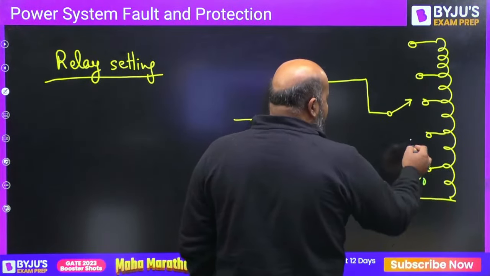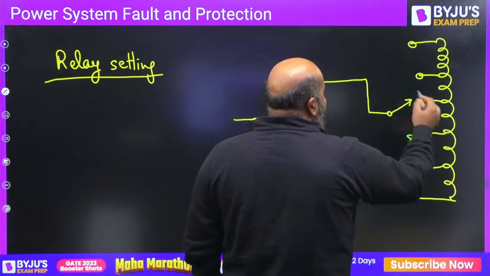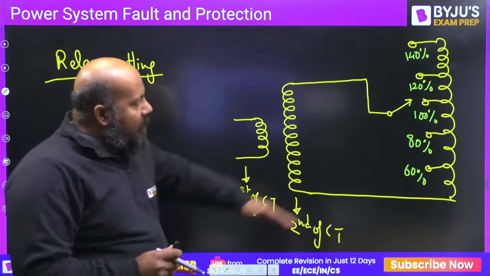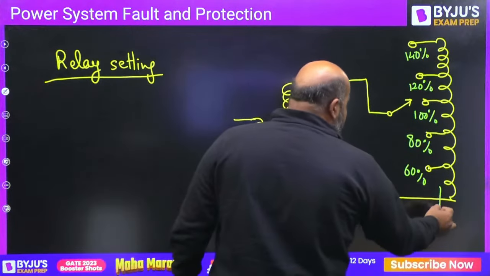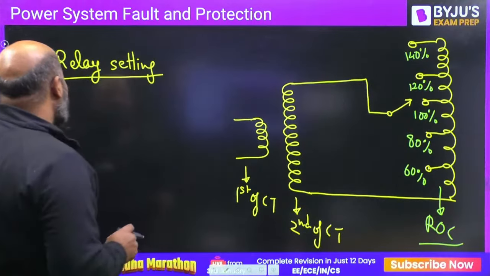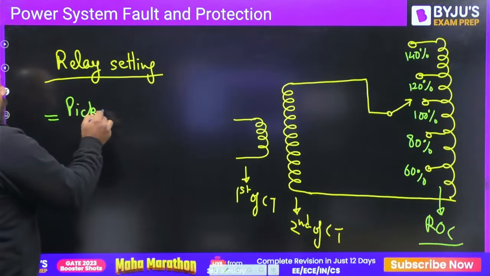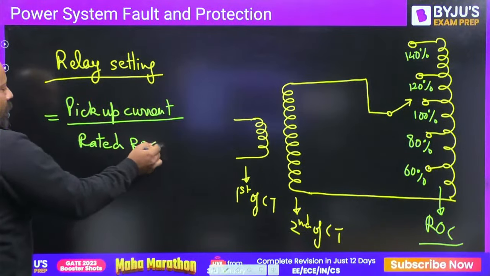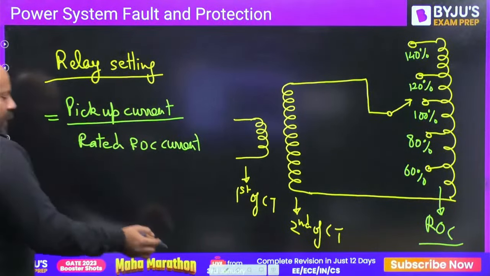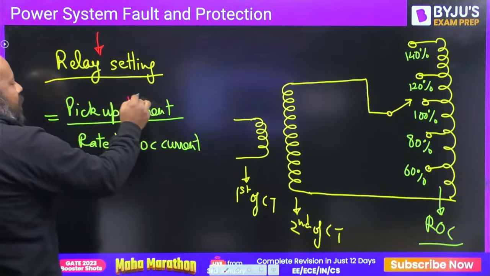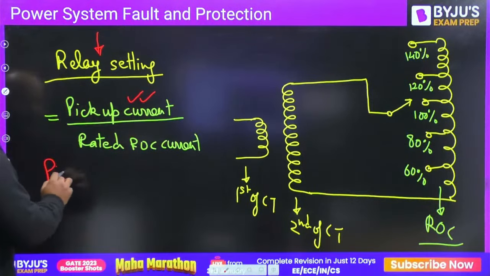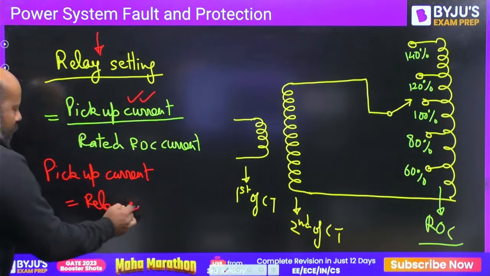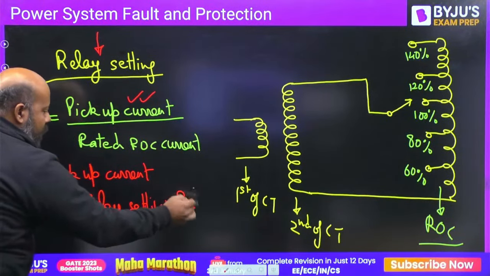So it may be 60%, 80%, 100% tapping, 120%, 140%, and so on. I am just giving you one idea. By changing the number of turns of the relay operating coil, you can decide what the pickup current is going to be. So we define relay setting as pickup current divided by rated ROC current. Yes or no? So basically, by deciding the relay setting, what you are deciding is the pickup current, because pickup current is now relay setting multiplied by rated ROC current.